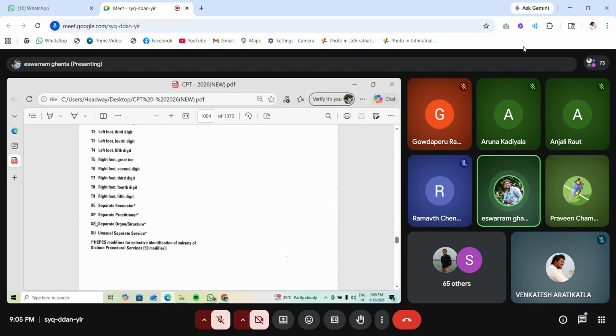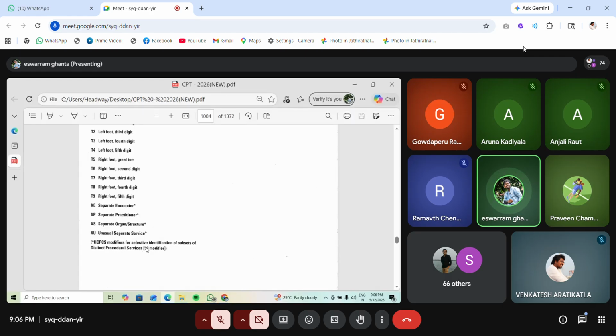If anyone of you asks what is XE, what is XP, XS, XU, you can tell like this: XE, XP, XS, XU are the subset modifiers of the 59 modifier. Okay, these four are the subset modifiers of the 59 modifier. Now I'll tell you the XE modifier.